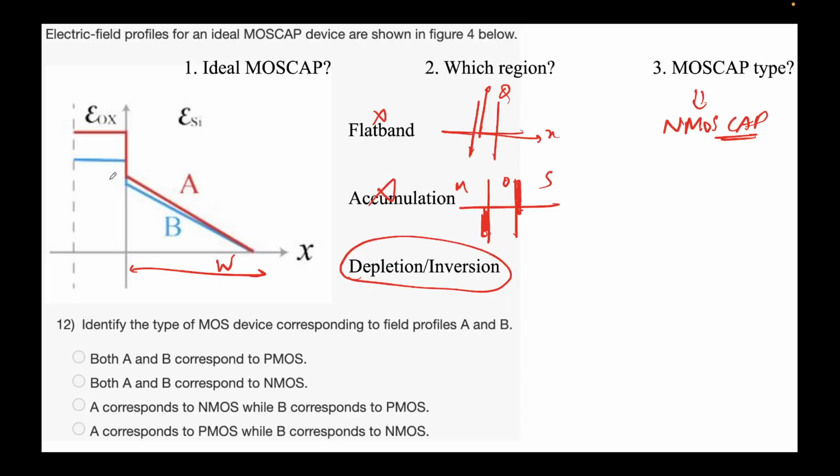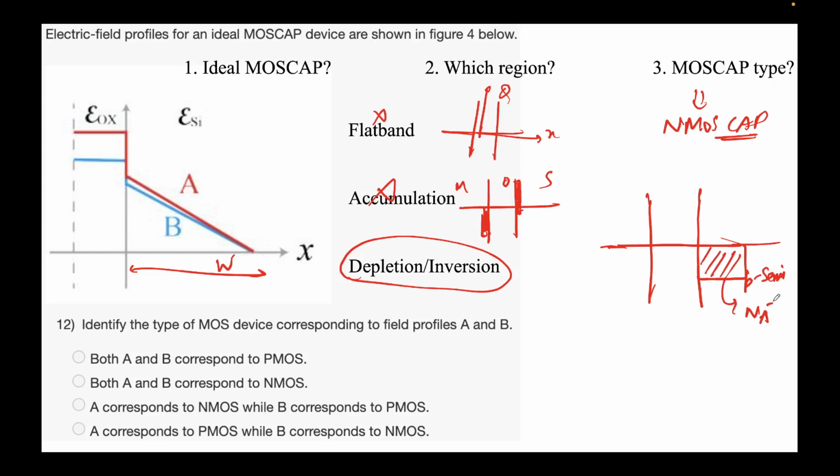But what if you don't remember which one is which? Then you can simply do this. How? Assume this device is in depletion. So let's draw the diagram for NMOSCAP. NMOSCAP means this is on a p-type semiconductor. If it's depleted, it must have Na minus as charge. This is a bulk charge, Na minus. That means to balance it, it must have a positive sheet charge over here.